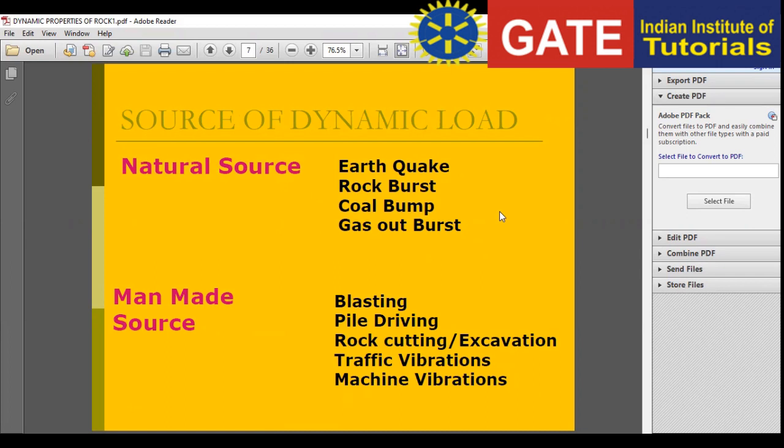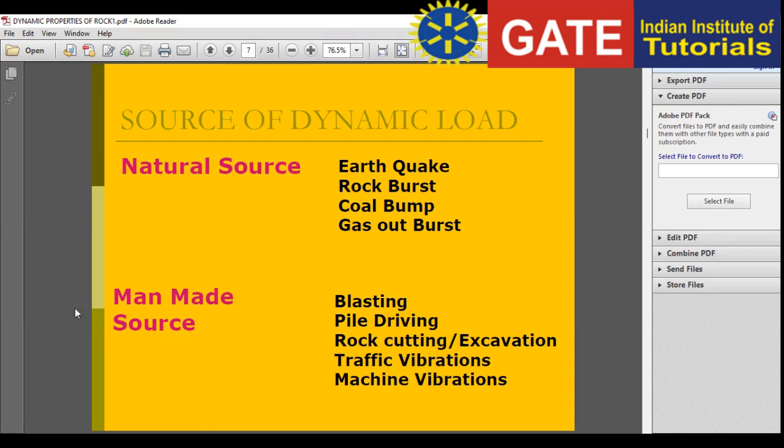Sudden failure of the coal pillar releases a large amount of gases and energy which is stored in the coal pillar at high pressure. So this coal bump is sometimes disastrous, meaning it may have a shattering effect on the surrounding area. Natural sources of dynamic loads are coal bump, rock burst, earthquake, and gas outburst.